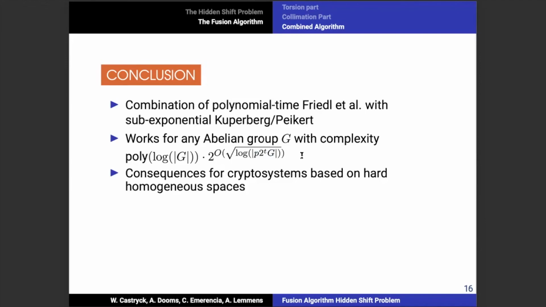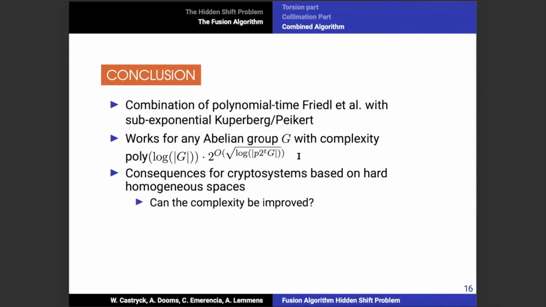This algorithm affects the security of cryptosystems based on hard homogeneous spaces, but we do like to stress that our algorithm is only better for groups which have a lot of P2 to the T torsion elements, where P is a small prime number and T is a small non-negative integer. So for example, if the group is isomorphic to Z2 times Z3 times Z5 times Z7 times Z11, there are better ways to solve the hidden shift problem.